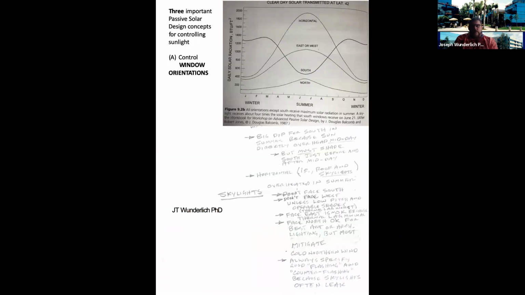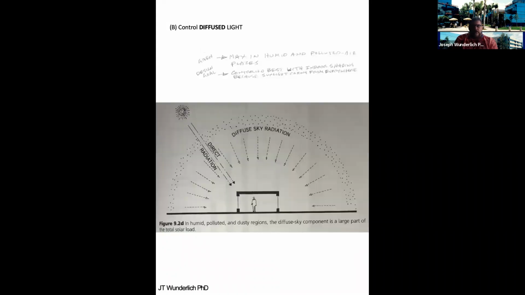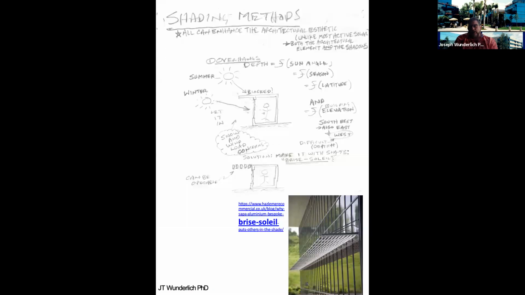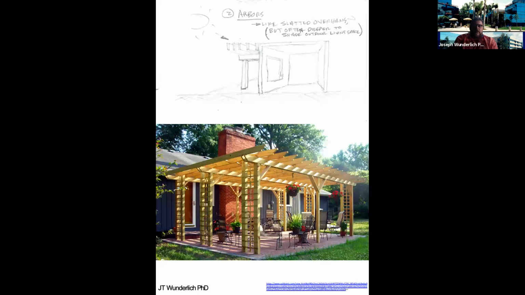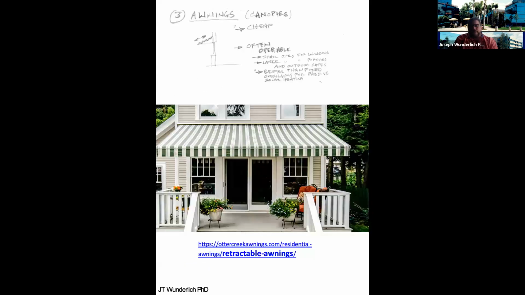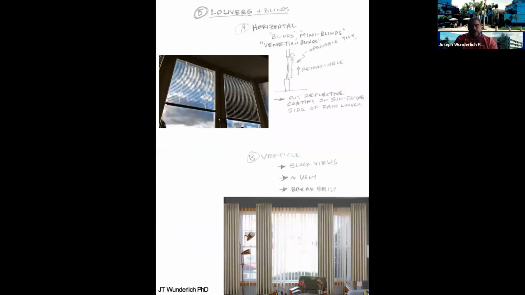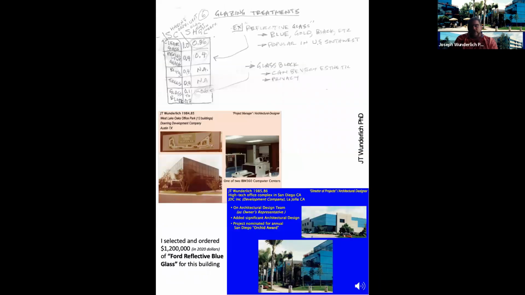And then we looked into passive solar concepts, and then skylights and the light, how it's coming in, and the orientation of the building, as well as diffuse light coming in and reflected light coming in. Then shading methods, we looked at some of those, and designing overhangs here. And then type of overhang, but it's a little different. The arbors and awnings and window shades and louvers and blinds and glazing treatments.